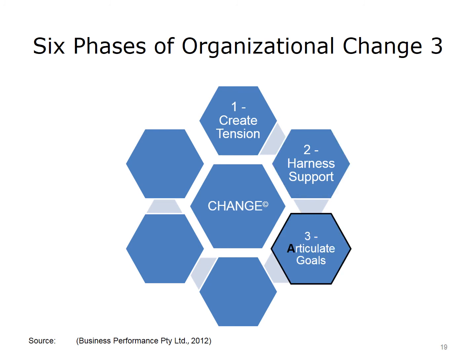The third phase is to articulate goals. In other words, define what you want the desired outcome to be. The goals should be what has been called SMART goals. That is, they should be specific, measurable, attainable, realistic, and timely. Not only should you articulate your goals, but you should identify how you will measure their achievement.